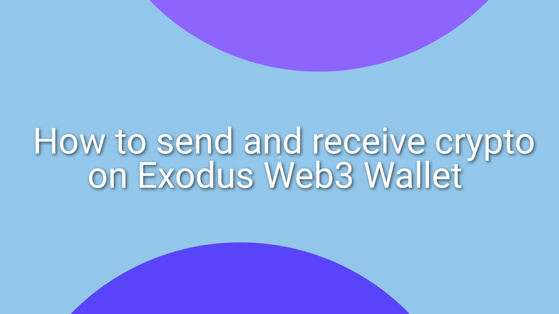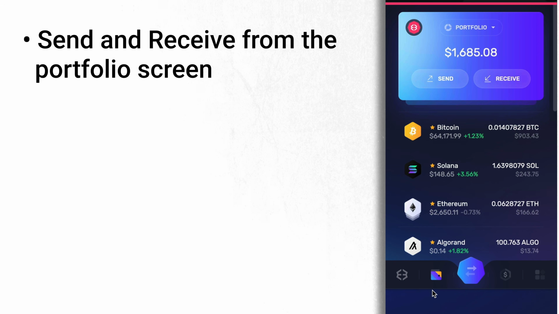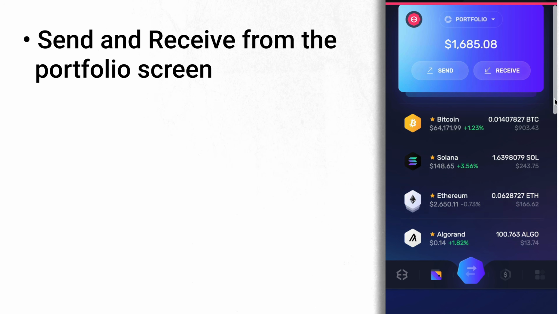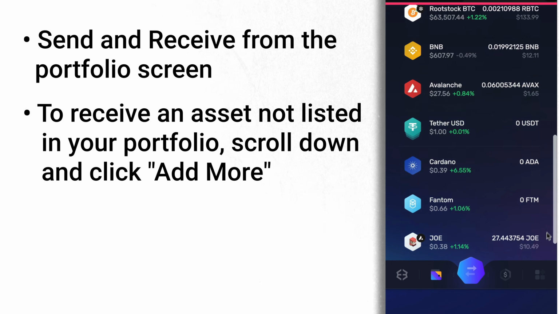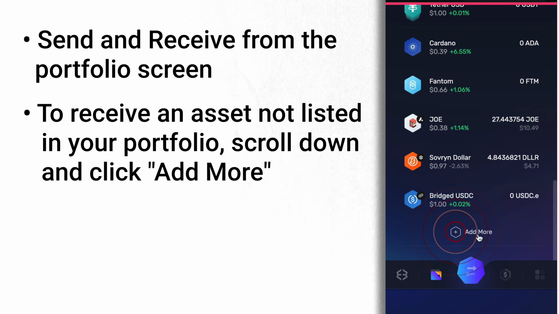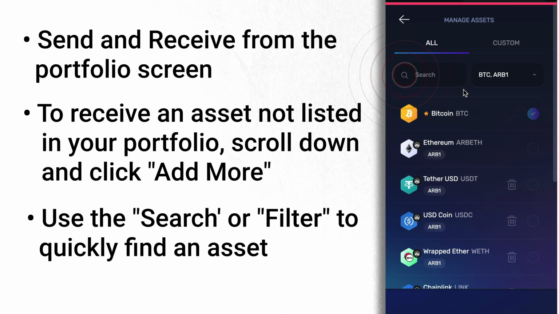Now sending and receiving crypto is easy with Exodus. From the portfolio screen, you can see the options to send or receive. If you want to receive an asset that's not listed in your portfolio, scroll down and click Add More. You'll now see a screen to add more assets, and you can type the asset name in the search field.